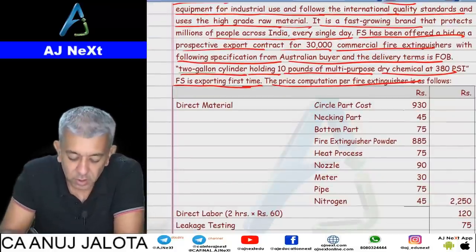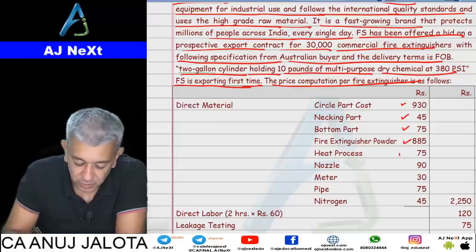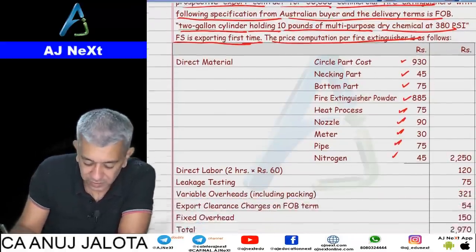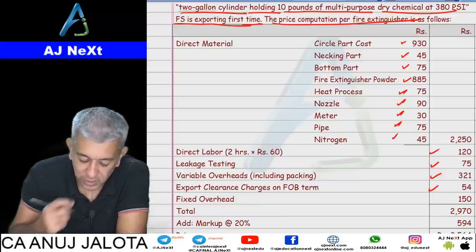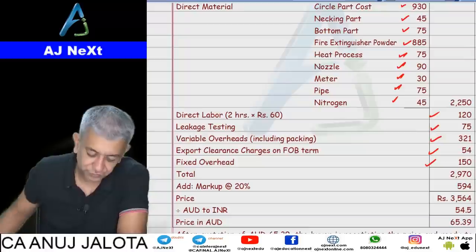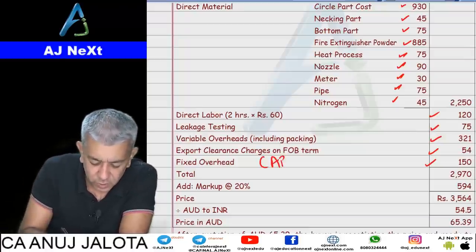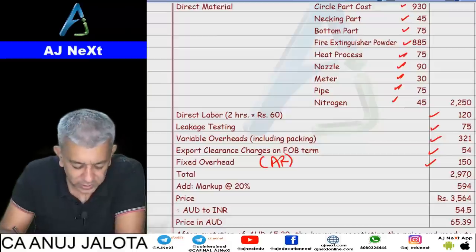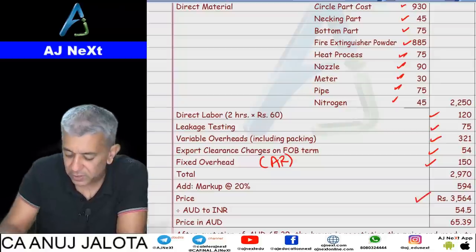Material includes the circle part cost, necking cost, bottom part, fire extinguishing powder, heat process, nozzle, meter, pipe, nitrogen. Okay, 2250, fine. Direct labor, 2 hours at the rate of 60, leakage testing, variable overheads including packages, export clearing charges on FOB terms, then fixed overheads. Okay, I guess against fixed overheads you can always write the absorption rate. After that, 2970, add markup at the rate of 20%, so therefore rupees 3364.